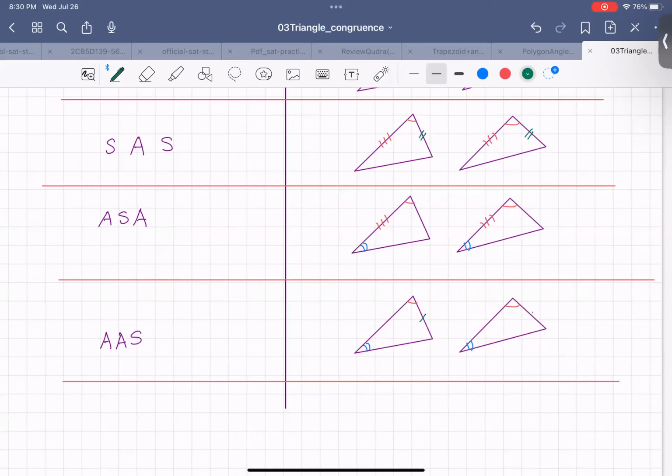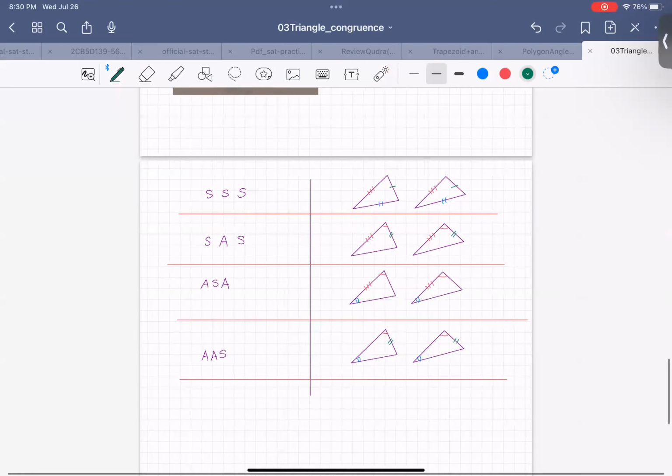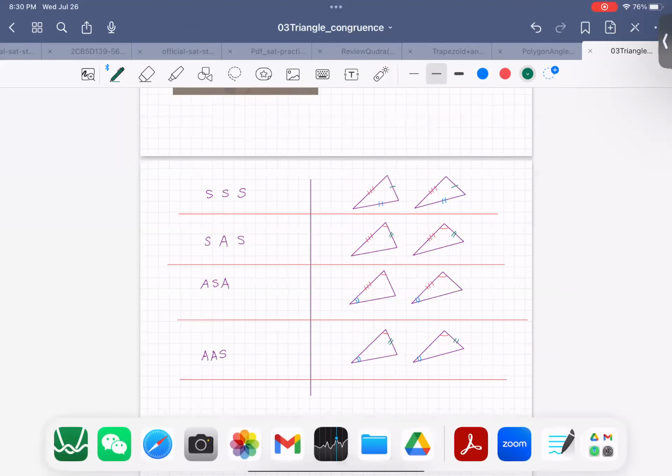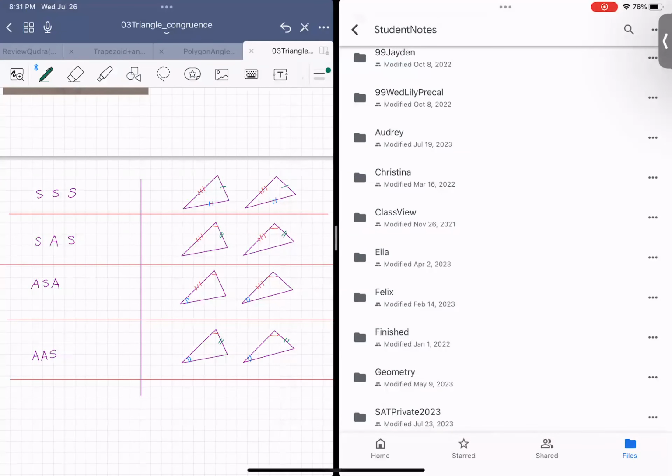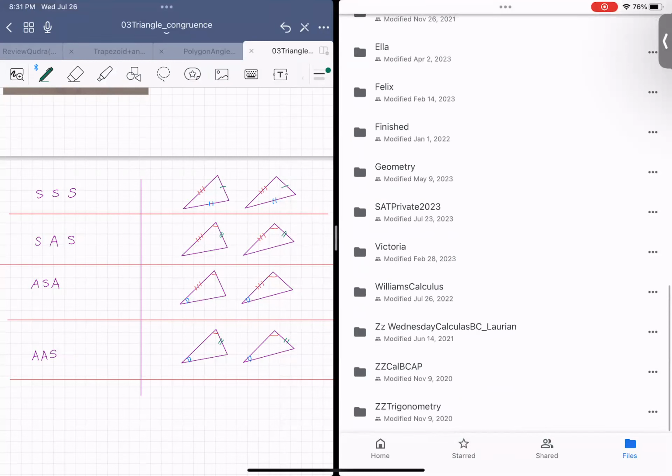Does everybody understand this piece? Okay, all right. You need to make this symbol. For the homework, you don't need to worry about triangle congruency yet. You just do all the quadrilaterals homework. That's for today's class. All right. See you on Sunday afternoon.